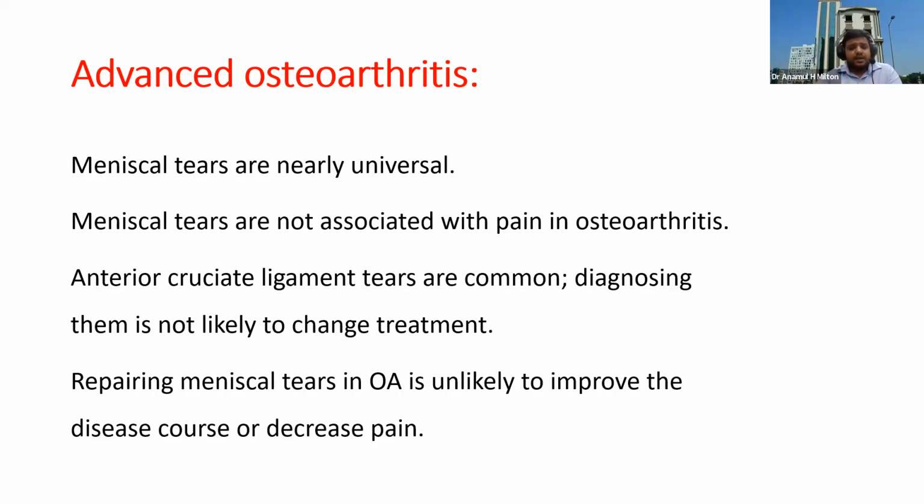Another thing is the anterior cruciate ligament, a common diagnosis. Sometimes repairing the meniscal tear is unlikely to improve the disease condition. With advanced osteoarthritis we cannot altogether regenerate these things, but many times we can regenerate with PRP. If it does not improve with advanced osteoarthritis, then we consider other treatments like radiofrequency or even cryo, and we can go for these things.